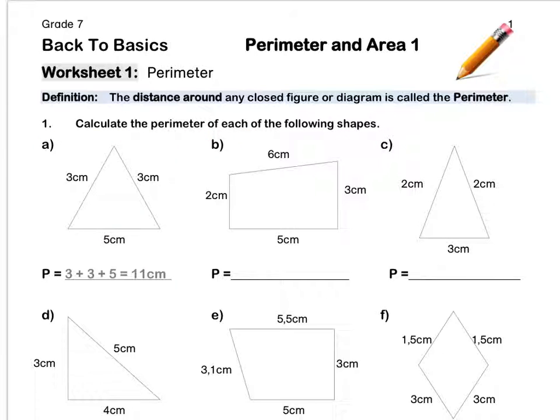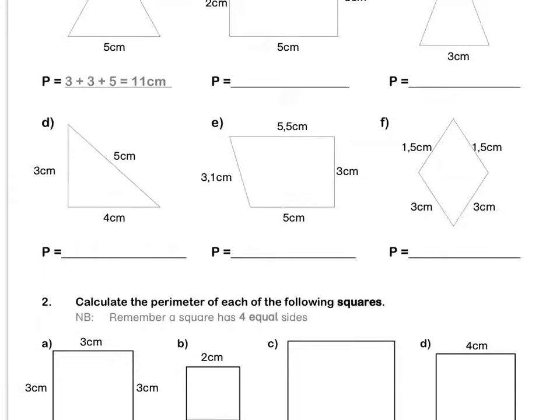For A, the distance around this triangle, we add up 3 plus 3 plus 5, which gives us an answer of 11 centimeters. Let's do E together.